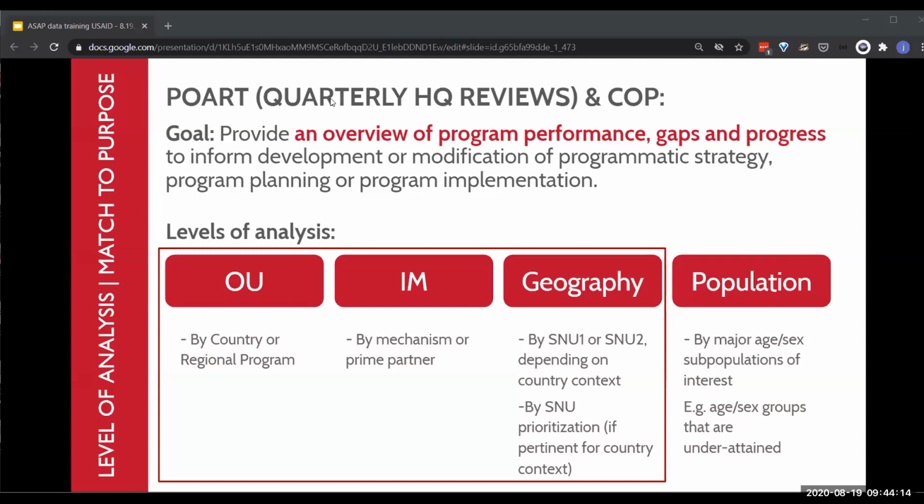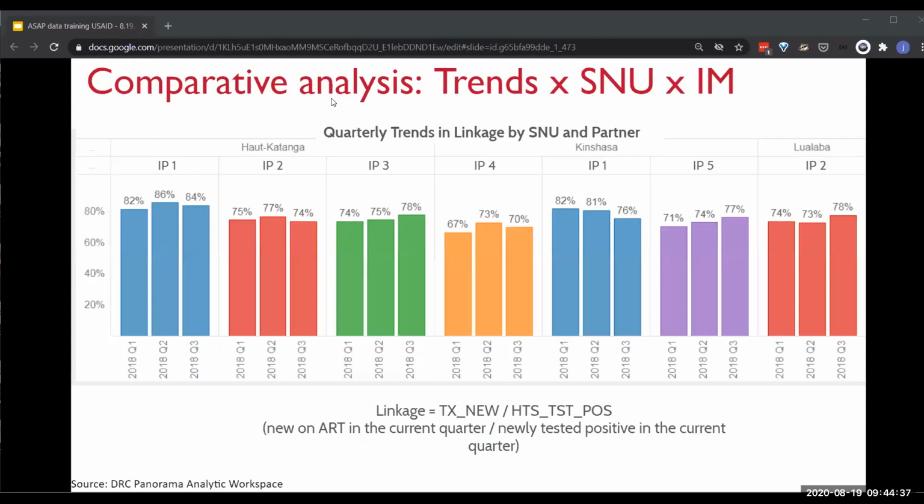Or we talk about it as a mechanism level or a partner level. How is FHI 360 in Zimbabwe doing? And then we talk about it at geography. This gets back to this prioritization question, but how is Harare doing compared to another district? And so this is the way that the questions usually get framed in the PORT reviews. So you can kind of see here an example of something like that. This is a trend over time by SNU by mechanism.